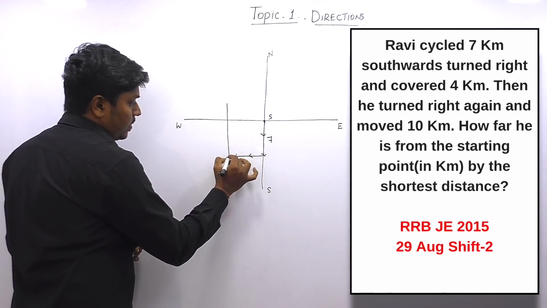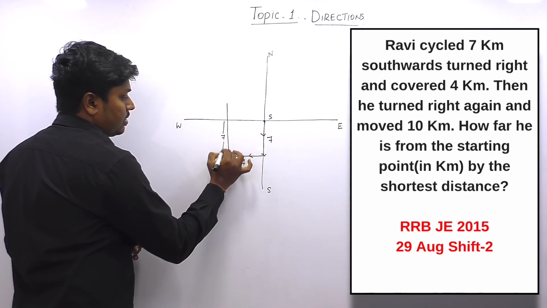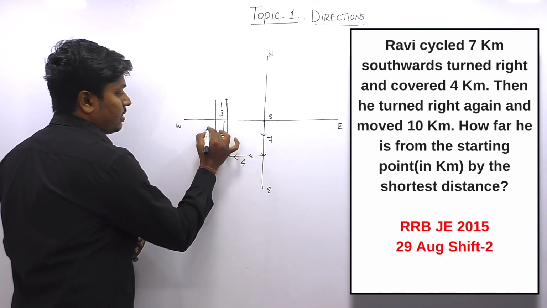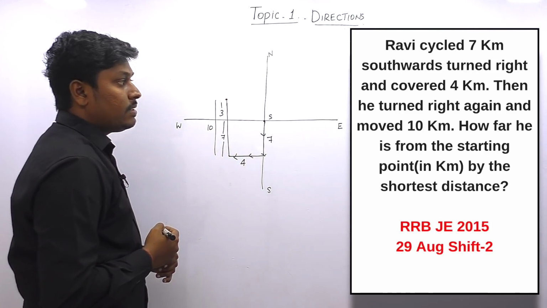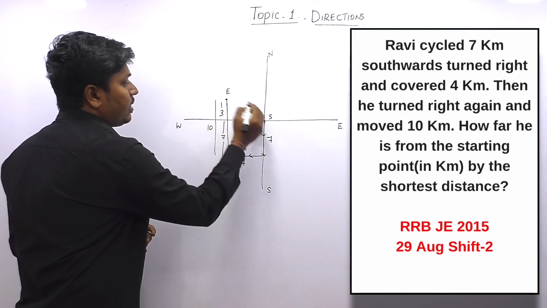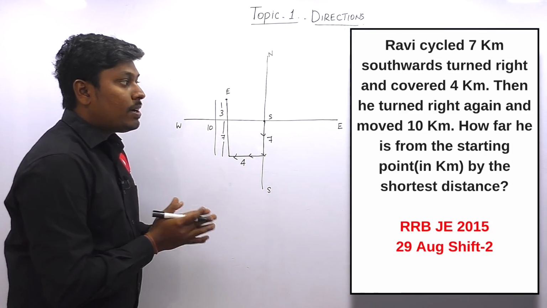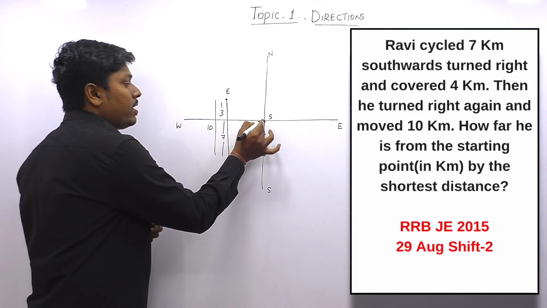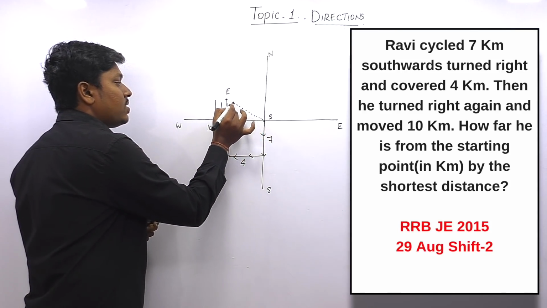We already know that this will be 7 kilometers, so this will be the remaining 3 kilometers. The total distance covered will be 10 kilometers. I think that's it. This will be the ending point and this will be the starting point. And what is our target? How far he is from the starting point. From the starting point, our target is to find the shortest distance.